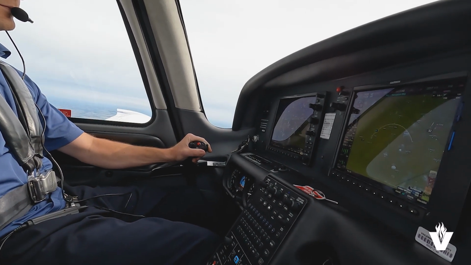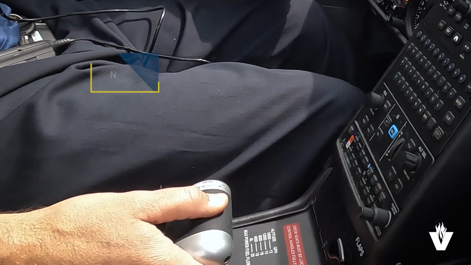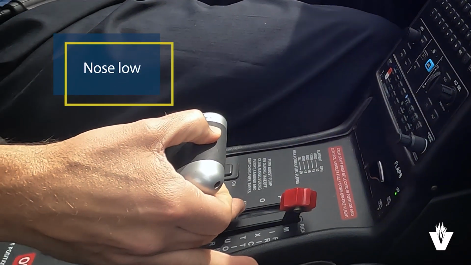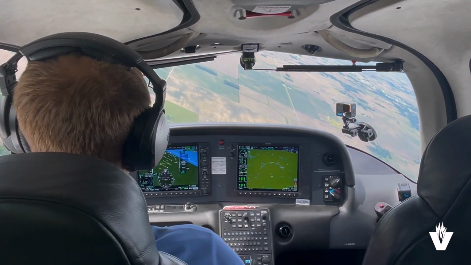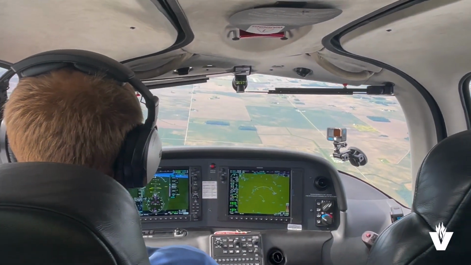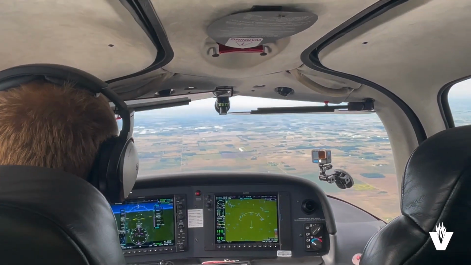For a nose-low unusual attitude, your primary concern is to avoid overstressing the aircraft. So to stop the buildup of airspeed, reduce the power to idle. Then we roll the wings to level and then pitch the nose to level. Avoid attempting to pitch toward level while the wings are still banked.